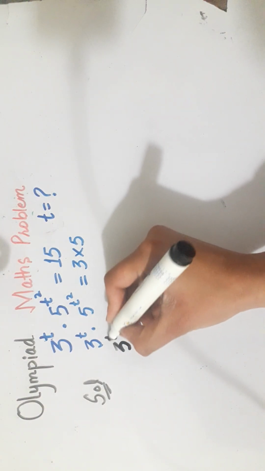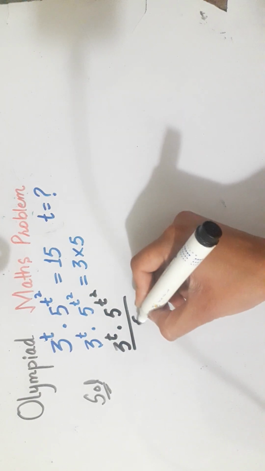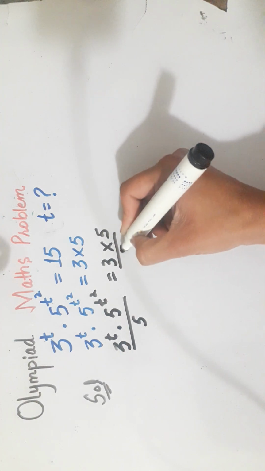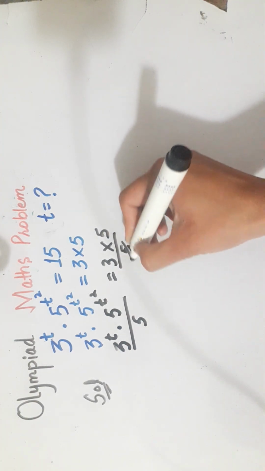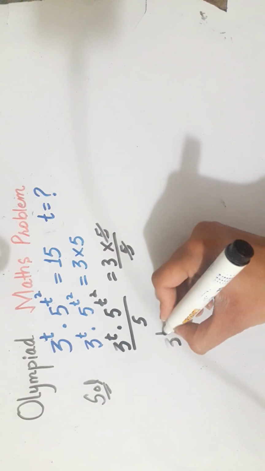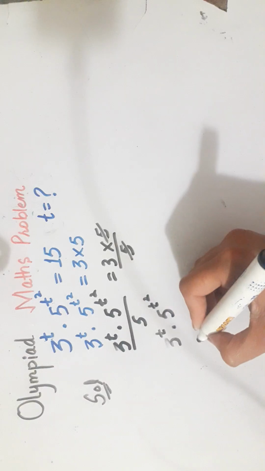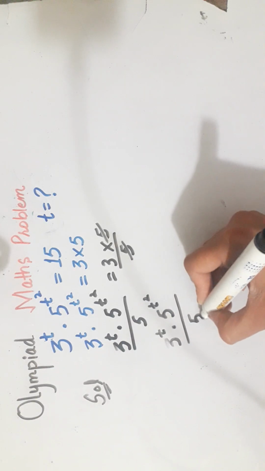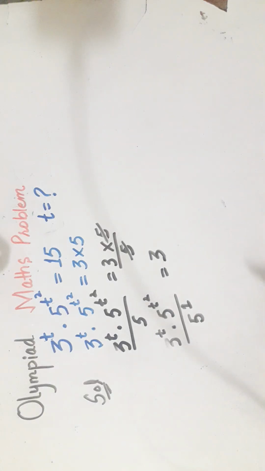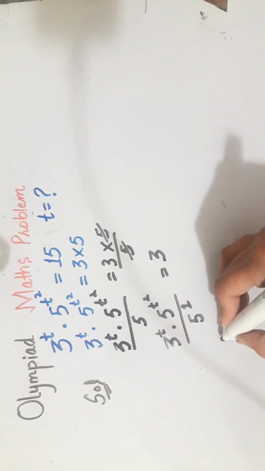So 3 raised to power t into 5 raised to power t square divided by 5 equals 3 multiply 5 divided by 5. Now 5 and 5 are cancelled out and we have 3 raised to power t into 5 raised to power t square divided by 5 raised to power 1 equals 3. Now in the next step, we will divide this by 3 raised to power t.